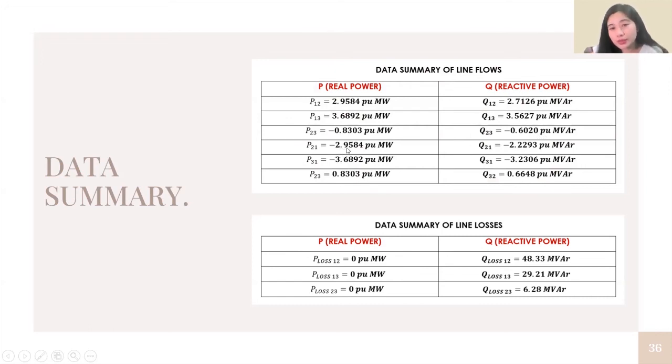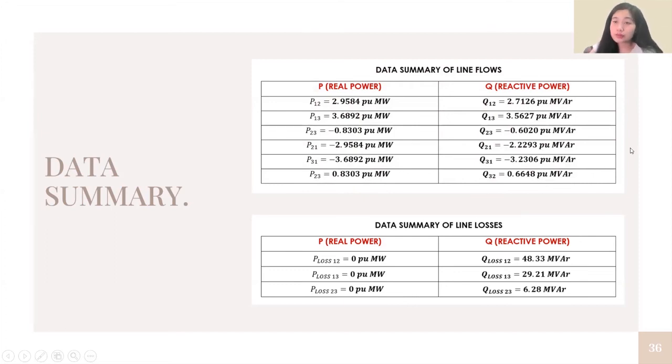P23 is negative 0.8303 and negative 0.66020 for Q23. P21 is negative 2.9584. Q21 is negative 2.2293 PU. P31 is negative 3.6892 PU MW, Q31 is negative 3.2306 PU MVAR, and our P32 is 0.8303 PU MW, and Q32 is 0.6648 PU MVAR.